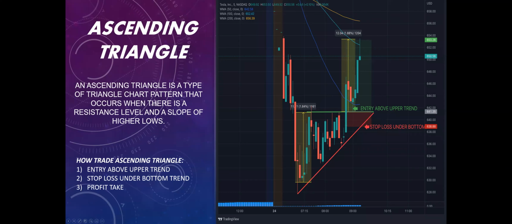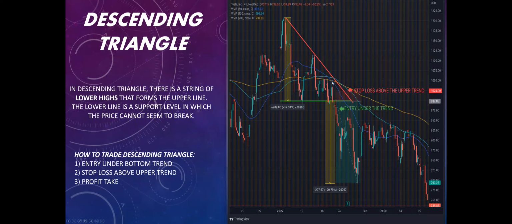All right, ascending triangle. Now we go to the descending triangle. It's the exact same thing, but upside down. You will see lower highs, lower highs, lower highs with the same support level. Right here, the one before it was higher lows with the same resistance level. Now it's higher lows before, and now it's lower highs with the same support level.